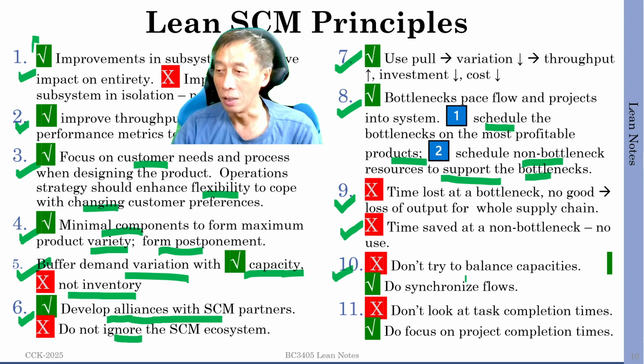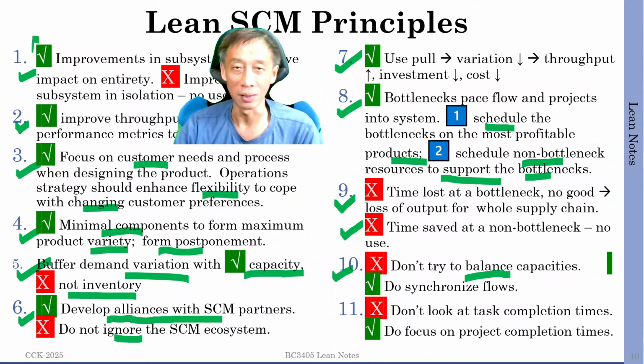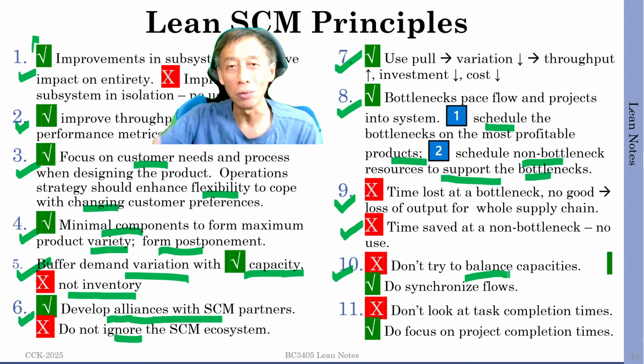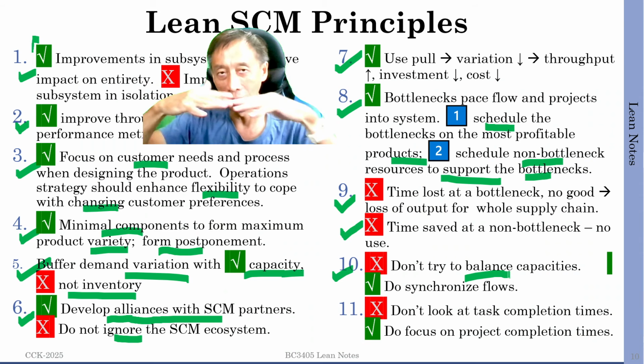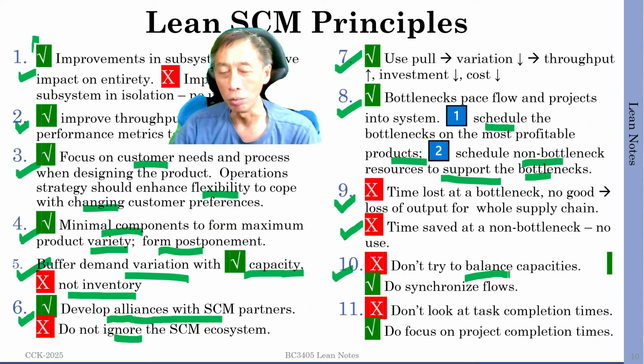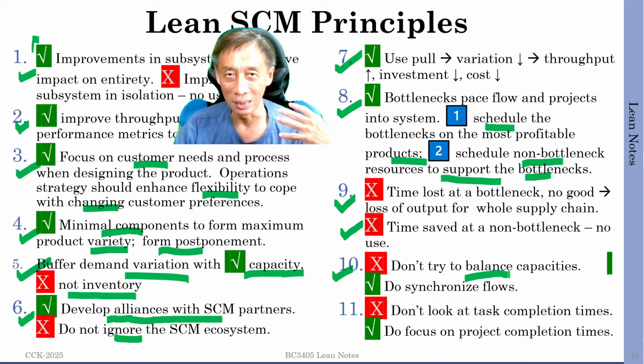Point number 10, don't try to balance the capacities. For example, John, the bread making factory, has molding, baking, and packaging. So 2, 1, and 6 breads per minute. Don't try to balance means don't try to up the bottleneck from 1 to 6, like balance them, right? They're all the same. I mean, that's the theoretical ideal that the theory of constraints says.